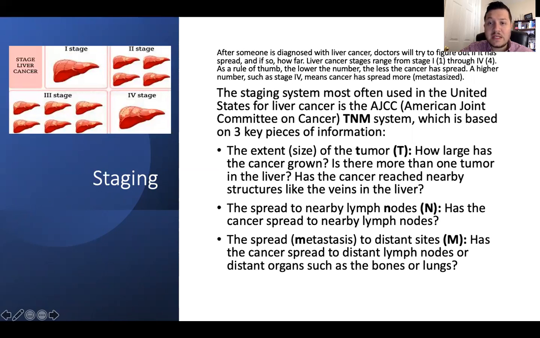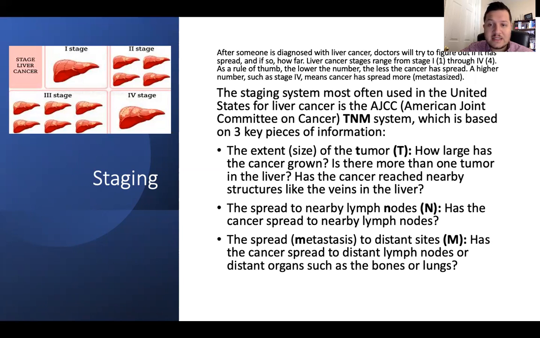So after somebody is diagnosed with liver cancer, there's kind of four different stages that they diagnose the patient with: stage 1 through 4. And the lower the number, the less the cancer has spread. The higher the number, the more the cancer has spread.